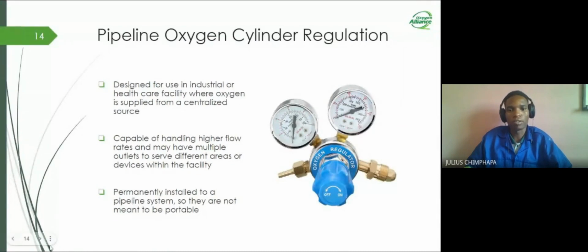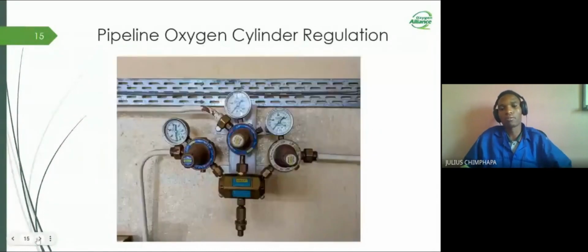So these ones are not portable, so they are intended for the cylinders that are stationary, and they are used on a centralized system. As we have said, for example, the pipeline system, where you just want to distribute gas using pipes, unlike where you want to use a cylinder. So this one is used for many cylinders, and it may have many outlets based on where you want to distribute the gas.